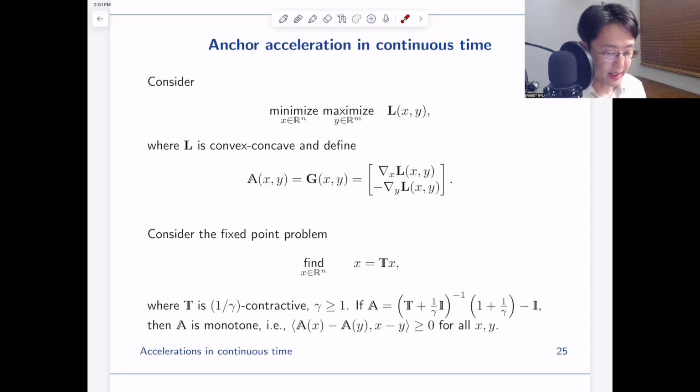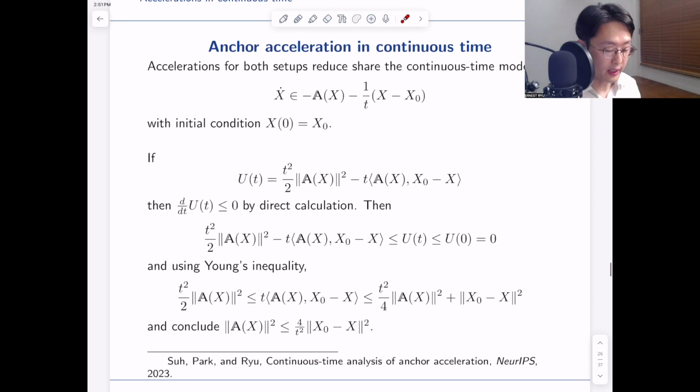So once you do that, we can find that for the minimax optimization and for the fixed point problem, the continuous time model is the same. And the continuous time model looks like this. So this is a differential inclusion. Now, if you're not familiar with the notion of differential inclusions, then you can just mentally replace this inclusion symbol with an equality and everything will just be fine.